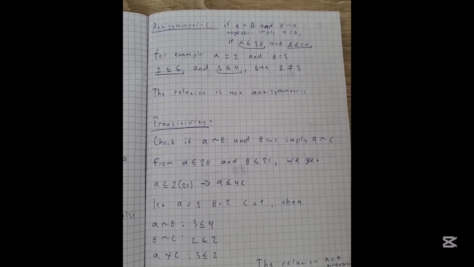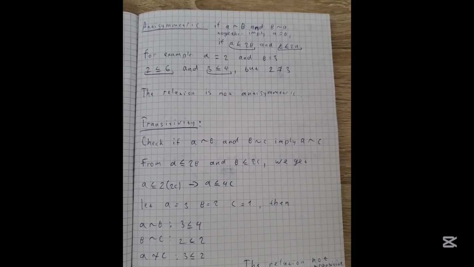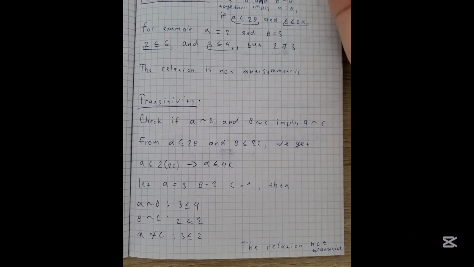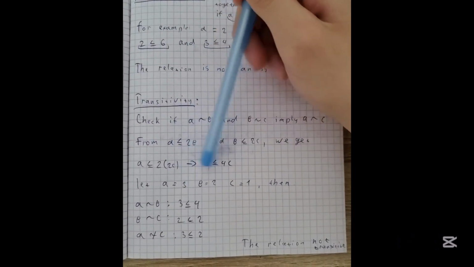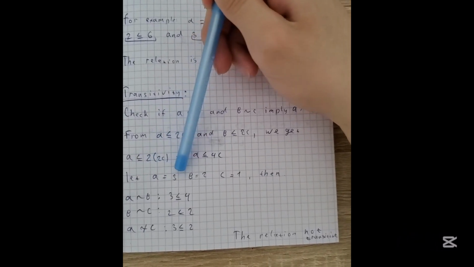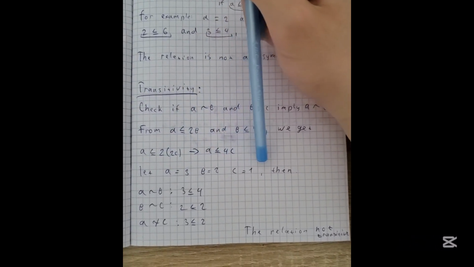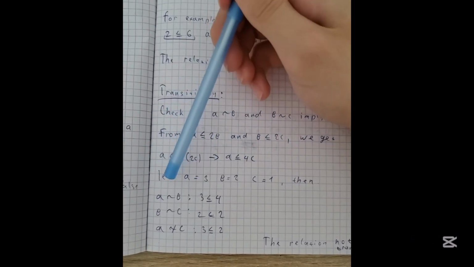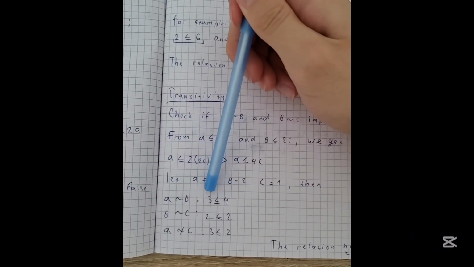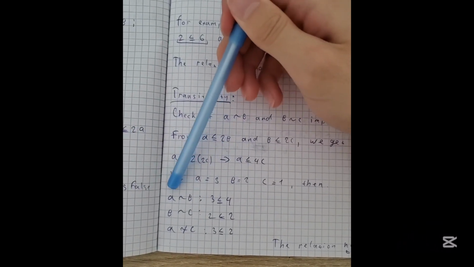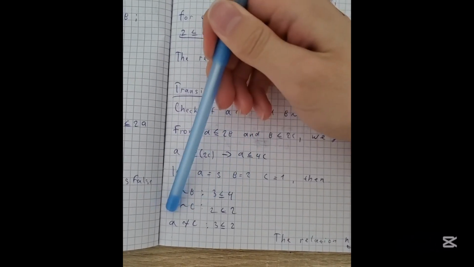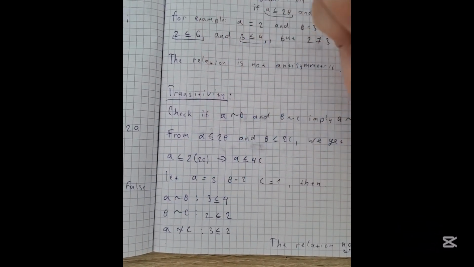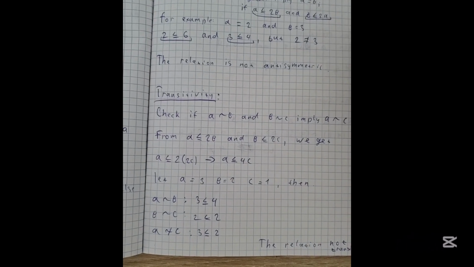And the next part is transitivity. To check the transitivity property, we can also pick any numbers for our variables. Let a equal 3, b equal 2, c equal 1. After checking the relation, we can see that a relation b is true, b relation c is true, but a relation c is not true. So we can say that the relation is not transitive.